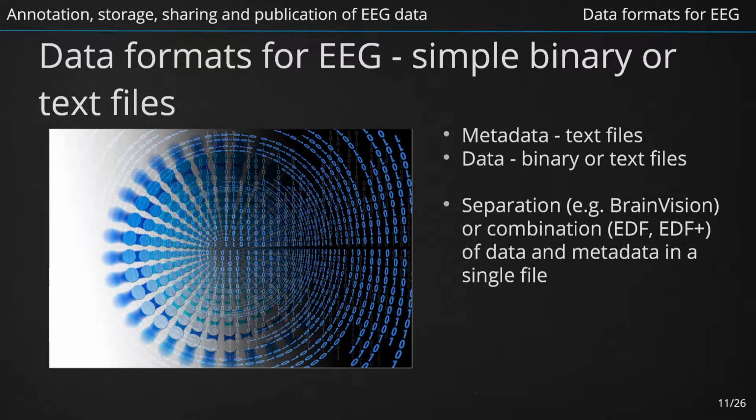It involves a group of formats that just simply use binary and text files to store EEG data. While metadata could be stored as text files, data could be stored both as simple text files or binary files with a defined structure. These formats are, due to their simplicity, widely used. Some of them are proprietary and some of them even closed.